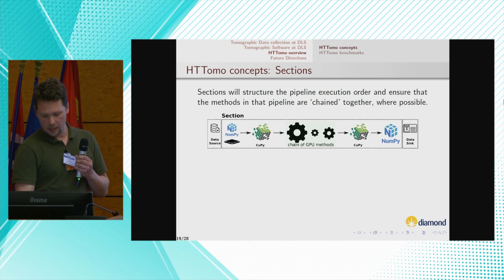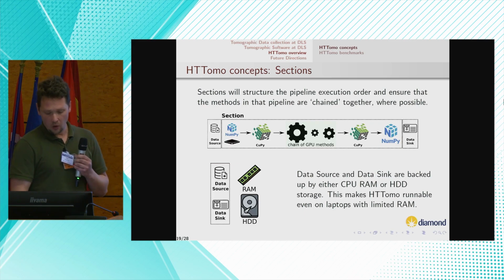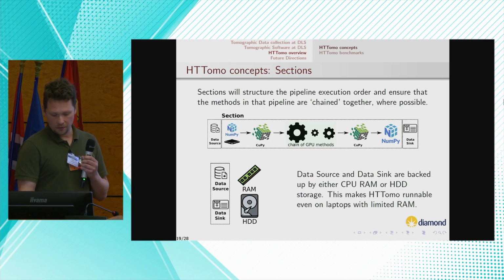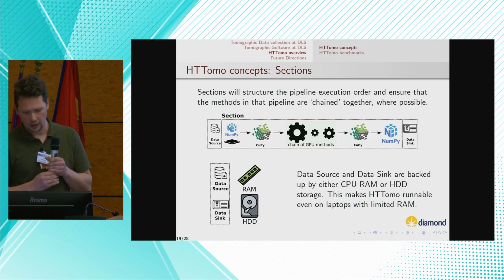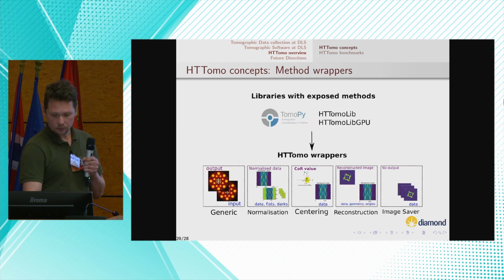So we call this idea data source and data sink. And it could be memory, CPU memory, or it could be a hard drive. So if the memory is not enough, for instance, the data is too big, or you've got a laptop, then you will use the hard drive instead, and data source and data sink will be the hard drive. So it will obviously be significantly slower than going through the memory. I'm talking about an order of magnitude slower.